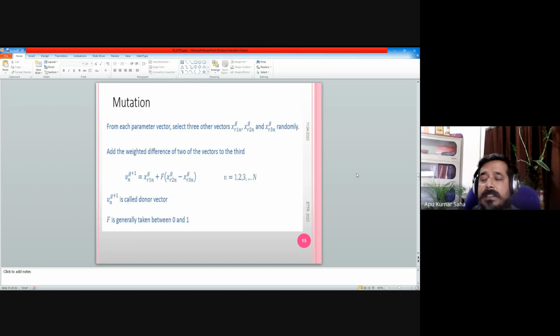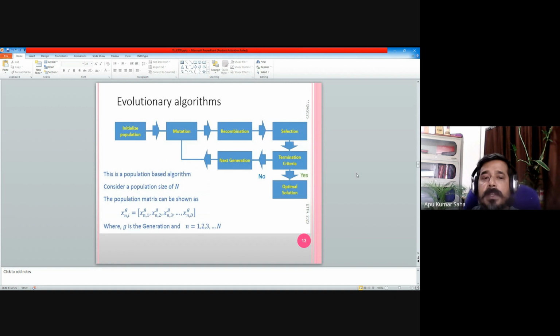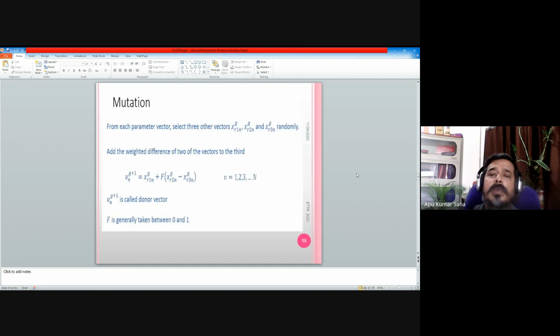Now, the next phase is mutation. So we are going to mutation. What do we do in mutation?